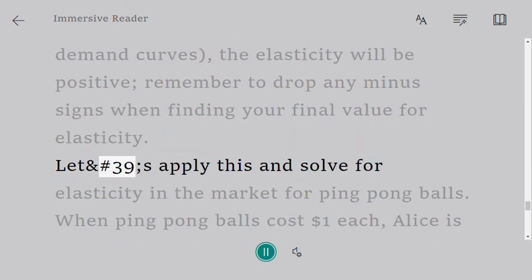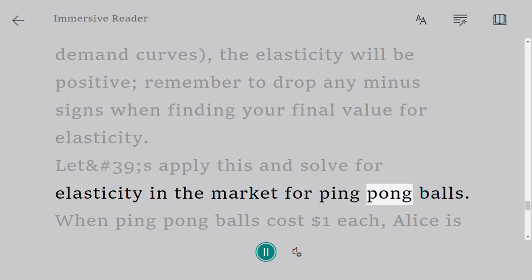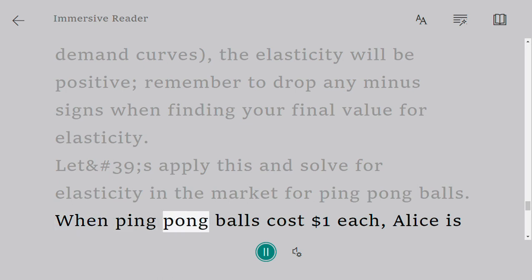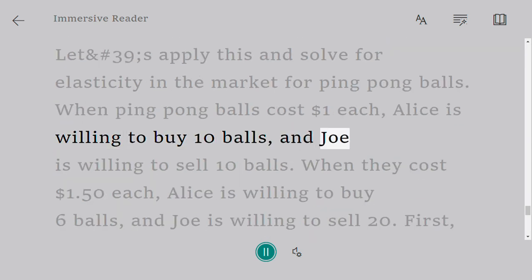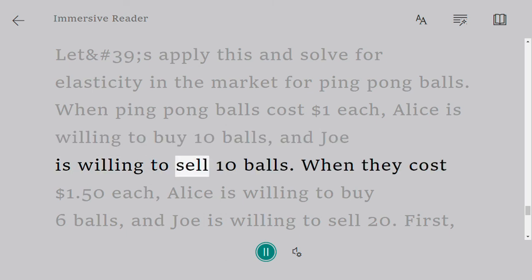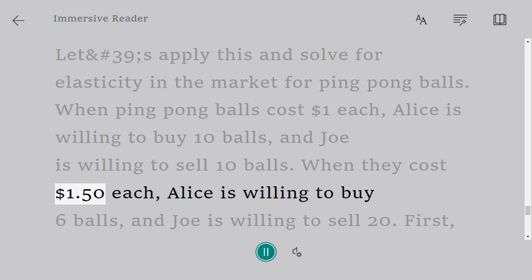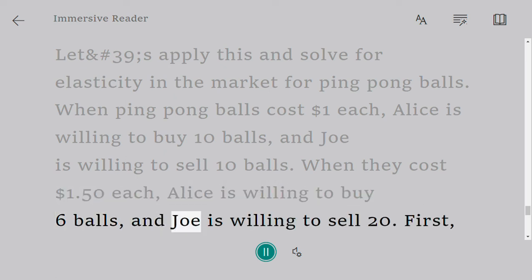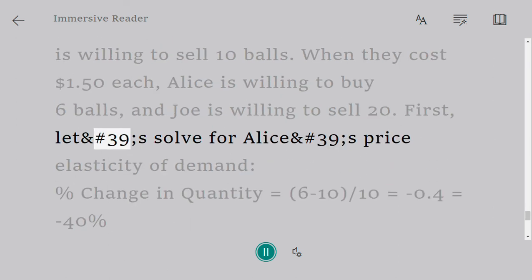Let's apply this and solve for elasticity in the market for ping pong balls. When ping pong balls cost $1 each, Alice is willing to buy 10 balls, and Joe is willing to sell 10 balls. When they cost $1.50 each, Alice is willing to buy 6 balls, and Joe is willing to sell 20. First, let's solve for Alice's price elasticity of demand.